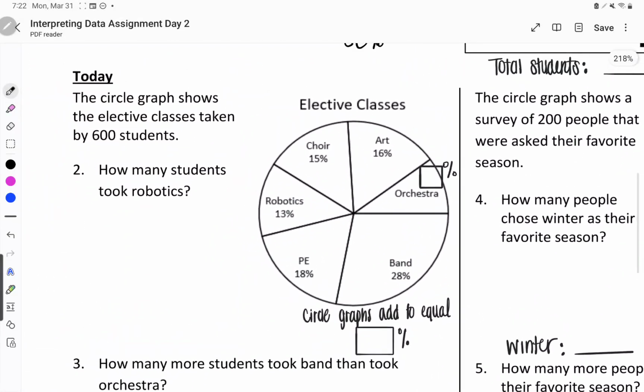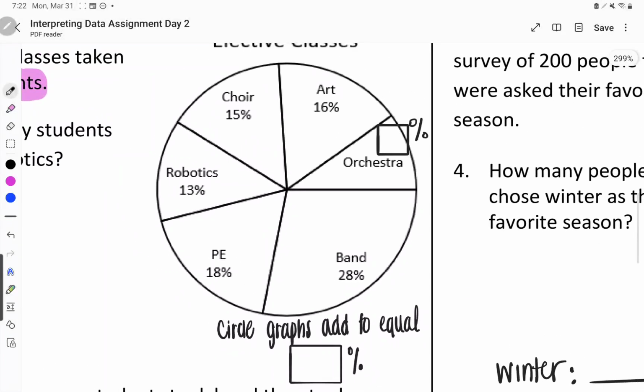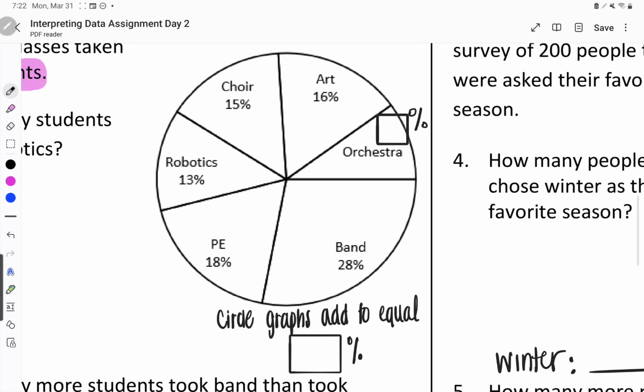The circle graph shows that the elective classes are taken by 600 students. Okay, so I know this right here, 600 students. Now, looking at this circle graph, that's the first thing I'm going to look at. I see that we have a blank right here where orchestra goes.